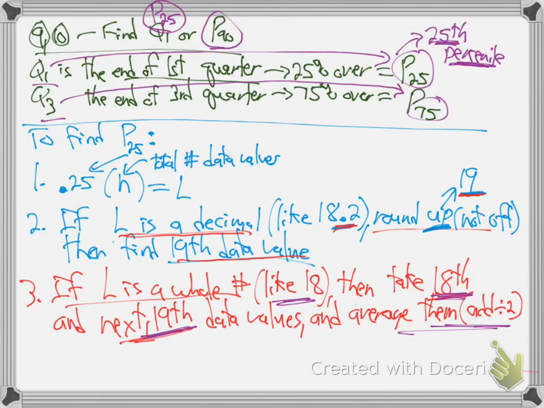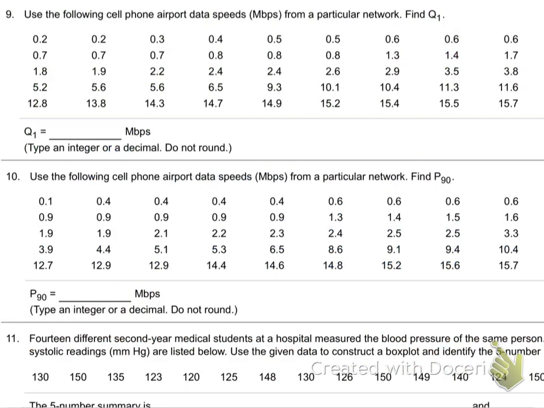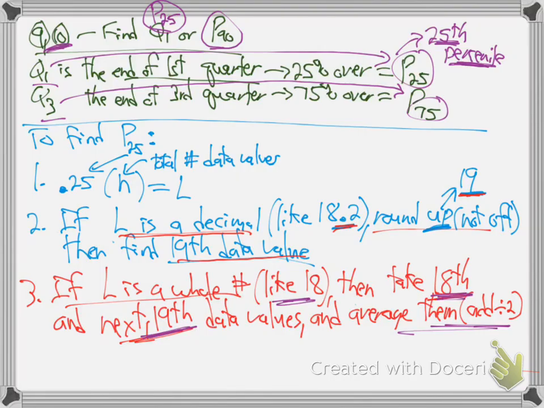Okay, so I've written up some instructions for you to follow here. Let me explain it to you. So for questions 9 and 10, here they are. Here's question 9. Here's question 10. For these questions, I'm going to go over here and give you some instructions. Basically, they're asking us to find Q1 and find P90. Well, I want you to see that these are really two of the same question.